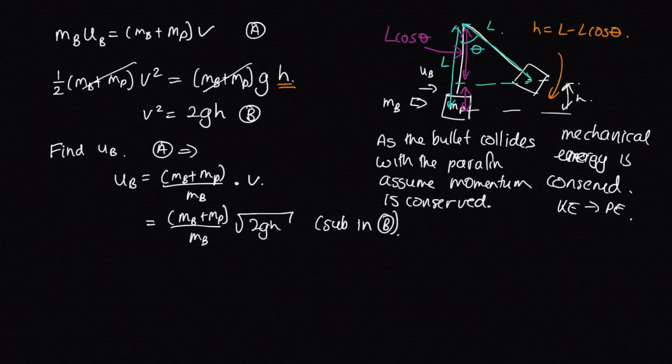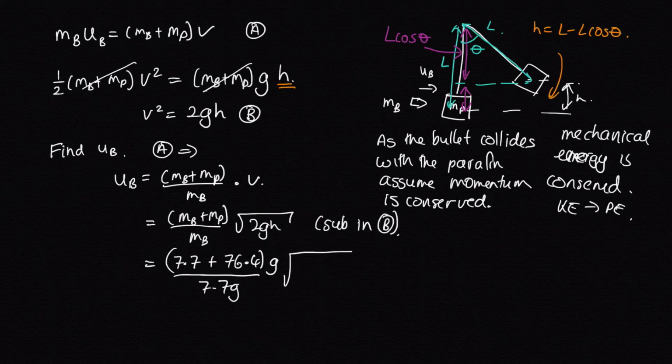Okay, so now we can actually evaluate this because we measured all these things. The mass of the bullet was 7.7 grams. The mass of the paraffin was 76.4 grams. So we've got grams on the top and grams on the bottom, so the units cancel each other out. We don't need to worry about converting this into kilograms. You can if you want, you won't get it wrong, but we can save ourselves some time. And then we times it by the square root of 2 times gravity, which is 9.80, times h.